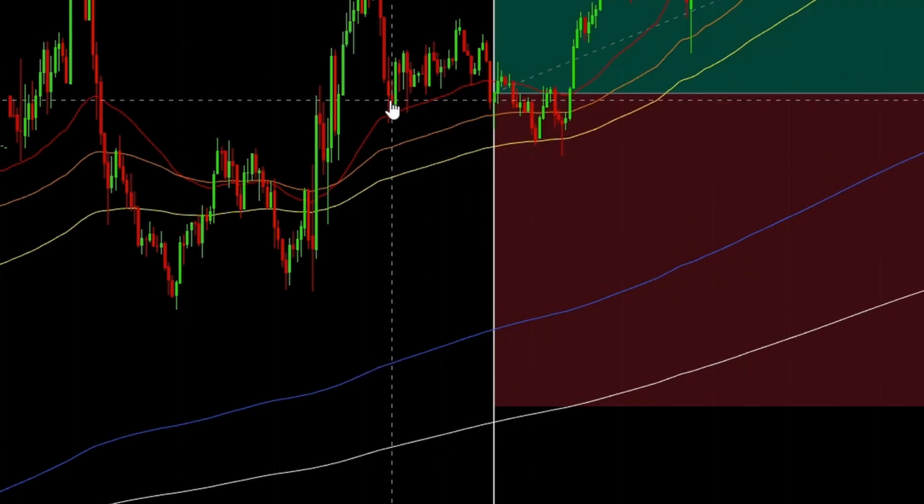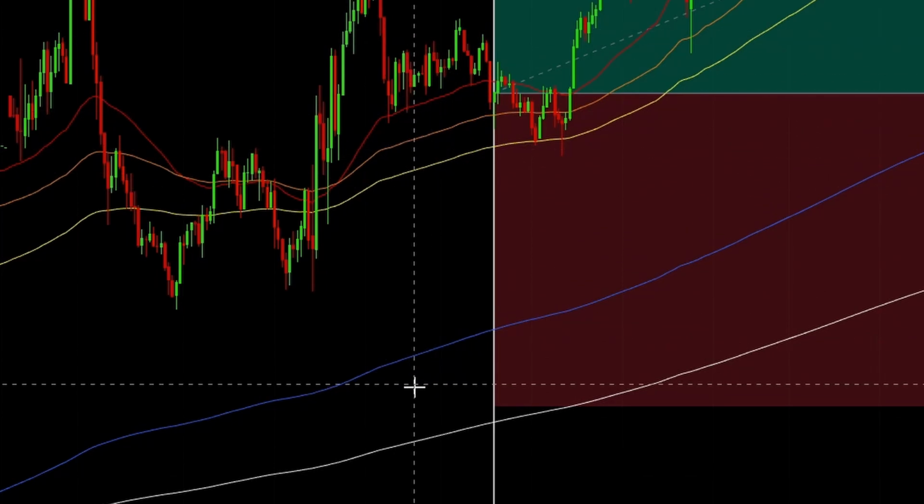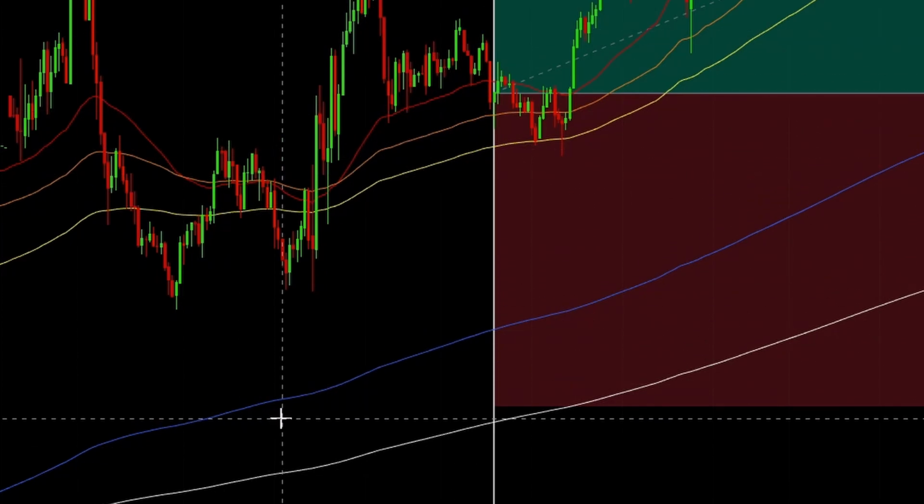So these three EMAs should align and these two EMAs should align. And of course, these three EMAs should always be above these two EMAs. Now, why is this important?